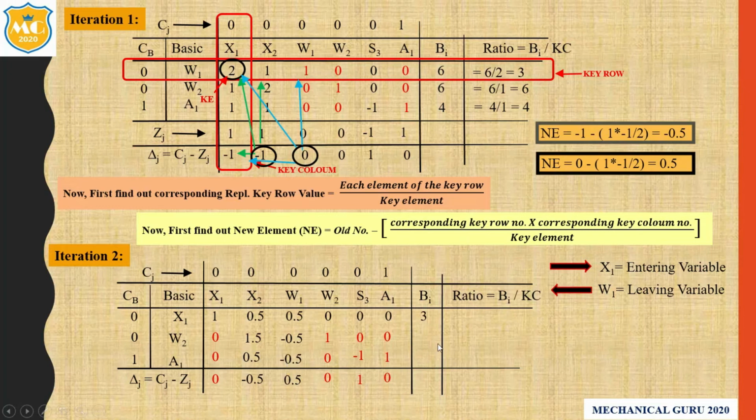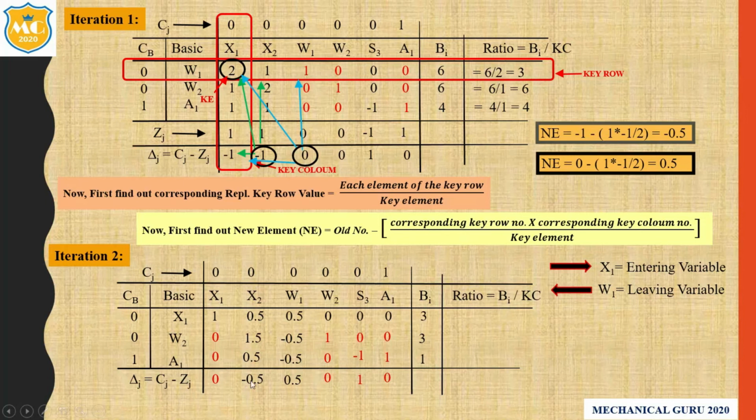Same here. Old number is 6, key row number 6, key column 1, divided by 2. So 6 minus in bracket 6 into 1 divided by 2, so 6 minus 3, so here we get 3. Similarly here 4 minus 6 into 1 divided by 2. So here we get 1.